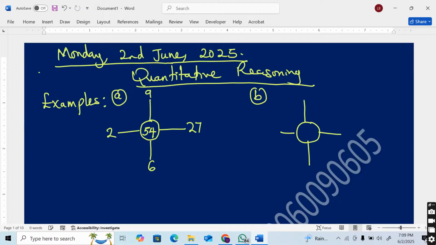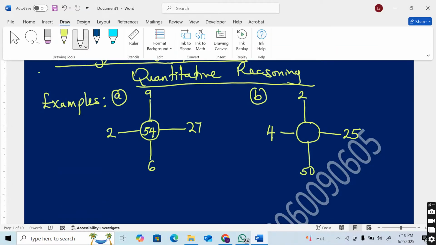Take note that any method you use for sample A must go with sample B. If sample A method does not go with sample B, it means that that method is wrong. So now let's try it out.